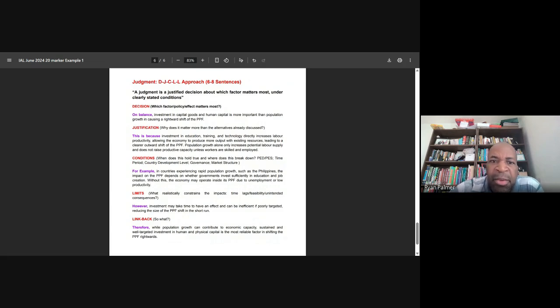So the next aspect now is L for limits. What realistically constrains the impact? So we're thinking about time lag, feasibility, unintended consequences, and relaxing ceteris paribus. However, investment may take time to have an effect and can be inefficient if poorly targeted, reducing the size of the PPF shift in the short run.